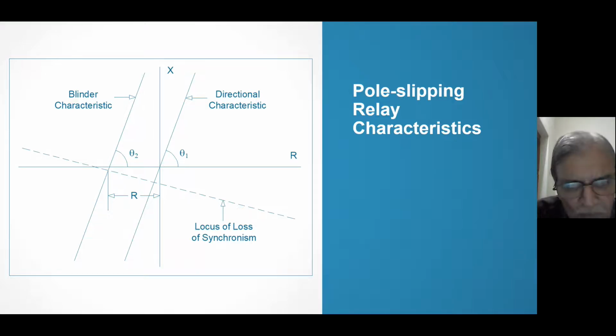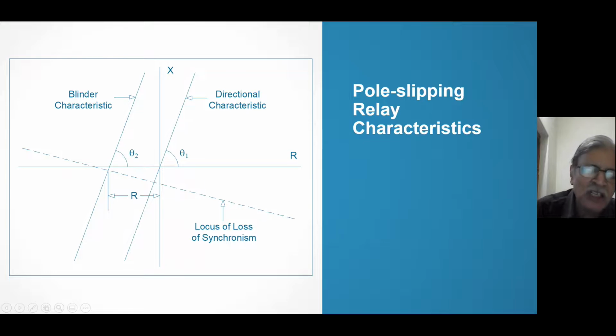I have shown the locus of loss of synchronism, that is traveling from right to left. Here the load angle is delta 1. It may be the normal operating point, but then as it travels further, the load angle increases, as we have seen in power swing in the distance relay chapter. The load angle goes on increasing, and at this point, when it is crossing the directional characteristic, the load angle is 180 degrees. That is two pole pitches.